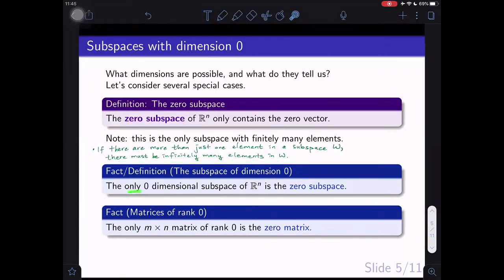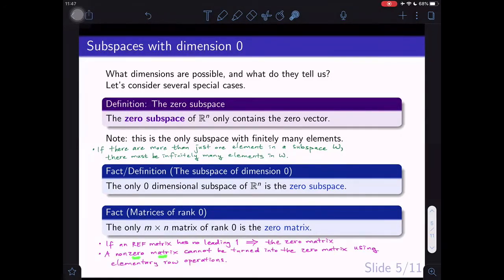The only zero-dimensional subspace of Rn is the zero subspace. The basis is the empty set. The empty set contains no element. Now let's look at matrices of rank 0. If an REF matrix has no leading 1, it must be the zero matrix. A non-zero matrix cannot be turned into the zero matrix using elementary row operations. So the only matrix of rank 0 is the zero matrix.